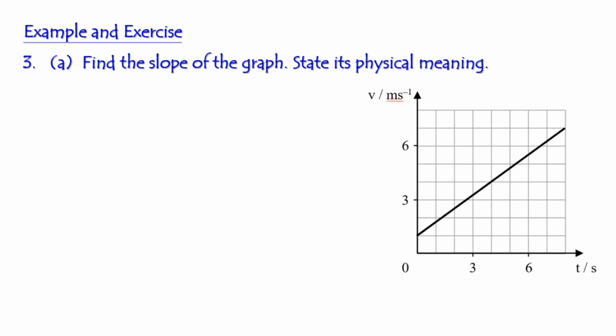Okay, for question 3A, I believe all of you have finished doing this part, okay? It comes to the slope of the graph. Some students may overlook this question. Actually, there are two parts to this question. The first part is to find the slope of the graph. You have to give me the value of the slope, and then state the physical meaning of the slope. So there are two parts in this question.